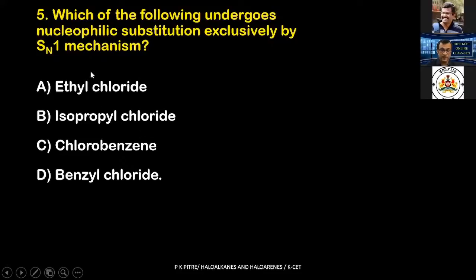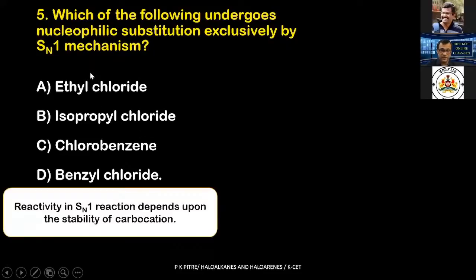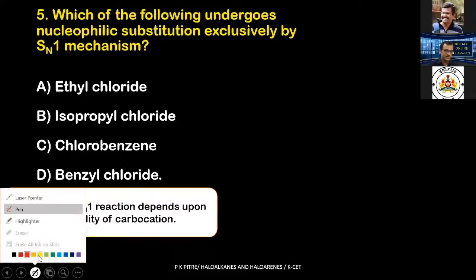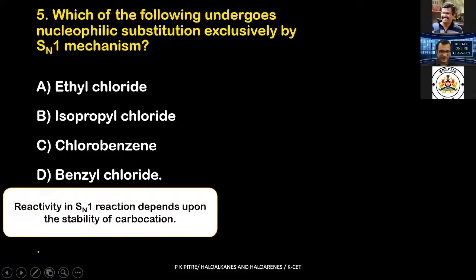Now don't forget one basic principle of SN1 mechanism. What is that? Reactivity in SN1 reaction depends upon the stability of carbocation. More stable carbocation always participates in SN1 reaction daringly. It says, I can form carbocation, I'm stable, I can participate in SN1 mechanism. What about SN2? All those carbocations which cannot be stable will participate through SN2 mechanism. So here it is always stable carbocation. So now let's see which is the stable carbocation.